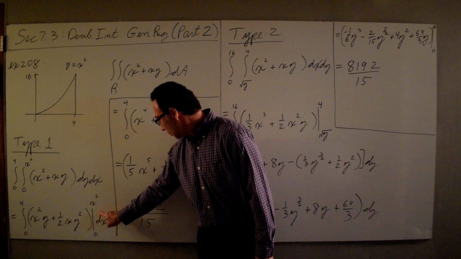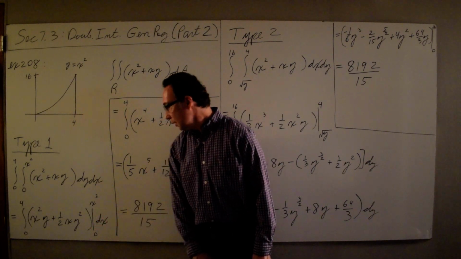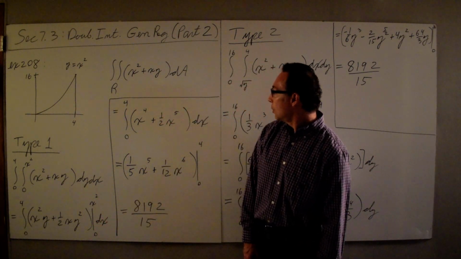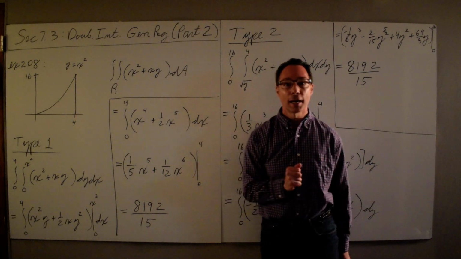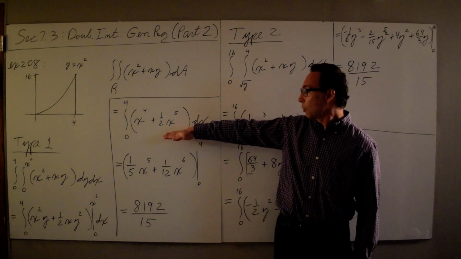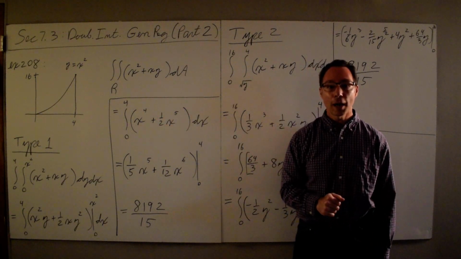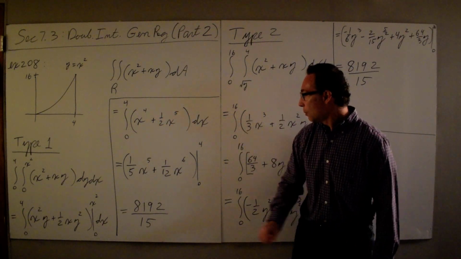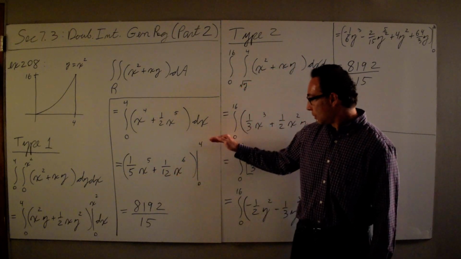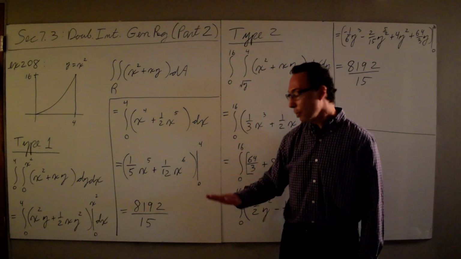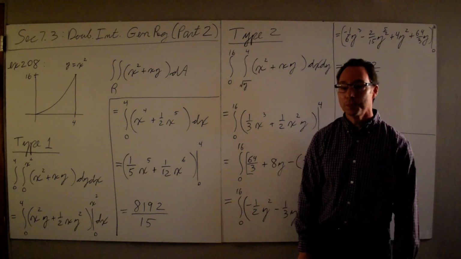So we substitute our y limits of integration and subtract. And when we do that, now we have a function of x. So we simply have a 5th degree polynomial. We integrate from 0 to 4, and this is simply a calculus 1 problem. So we find an antiderivative, substitute 4, substitute 0, and subtract.